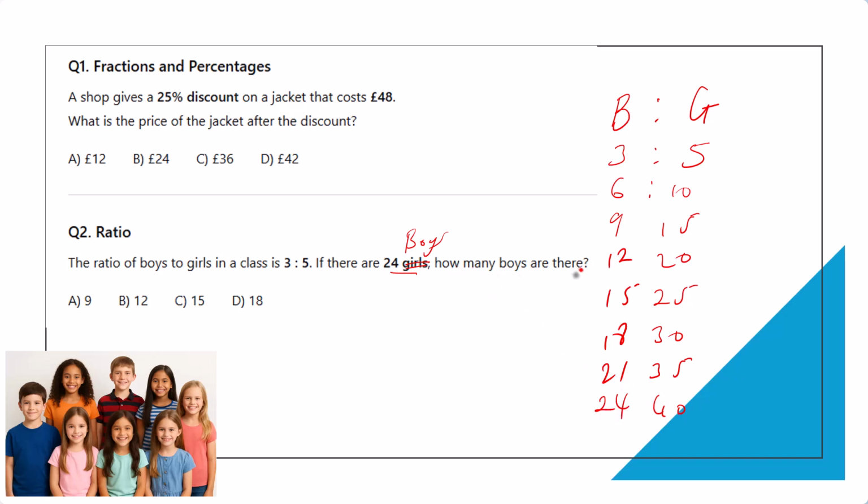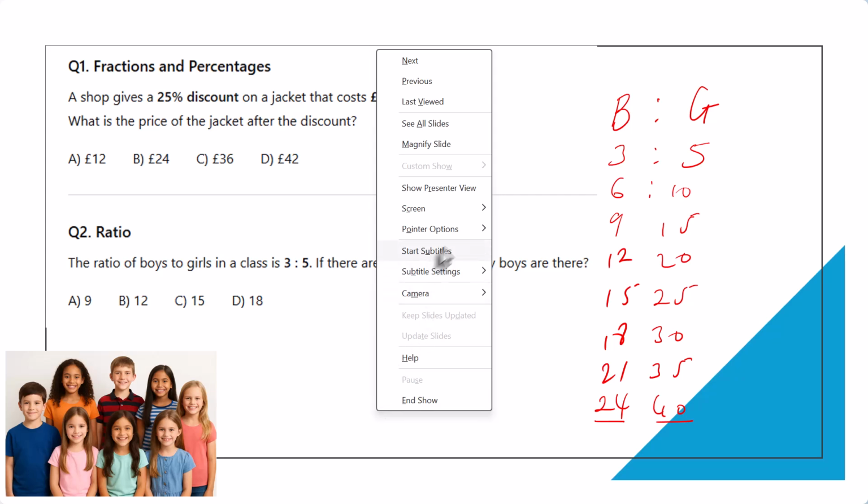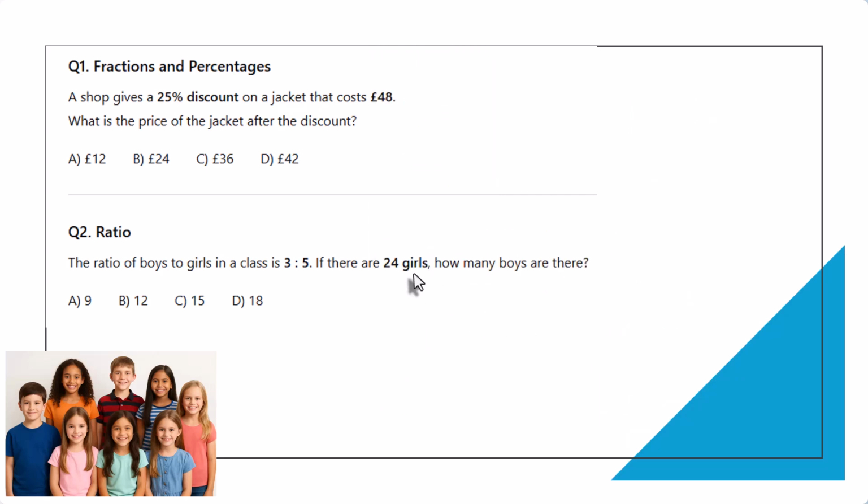So the question says, how many boys are there? Now, we're not going to be able to answer this one. These answers are all wrong. So the number of boys are going to be 24 and the girls will be 40, if that's what they meant to ask. Now, another thing that they might have wanted to ask is this.